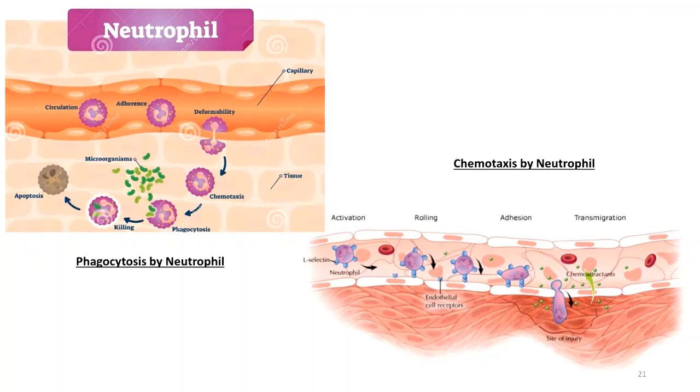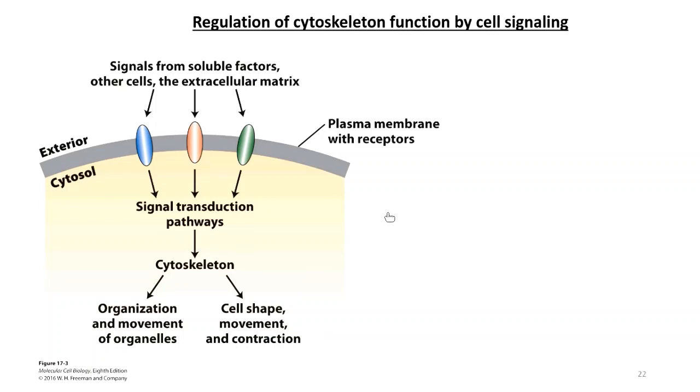So what basically prompts the cytoskeleton to arrange in specific ways? Those are basically the signals from the soluble factors, other cells, or from the extracellular matrix. So for example, in case of chemotaxis, we just saw that the chemicals released in the surrounding prompt the cell to move towards that chemical, right? So in this case, that chemical becomes the soluble factor, okay?